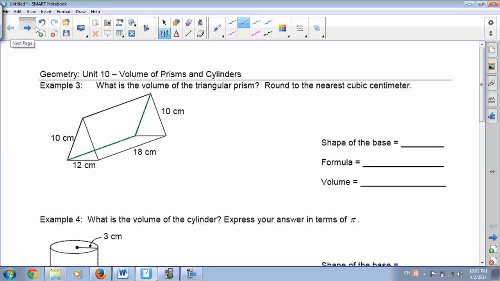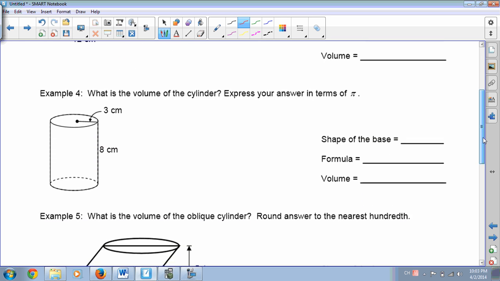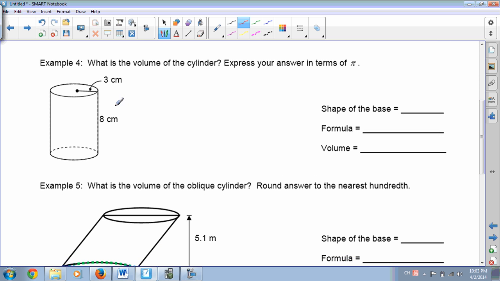Okay, we're going to continue with the back side of our notes. We're going to go ahead and save example number 3 for class. So let's go ahead and move on to example number 4, which is the first cylinder that we have seen. This cylinder asks us to find the volume of the cylinder and express it in terms of pi.